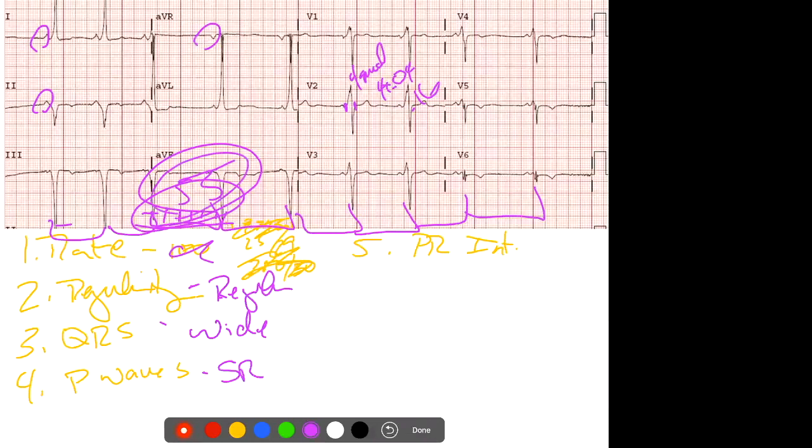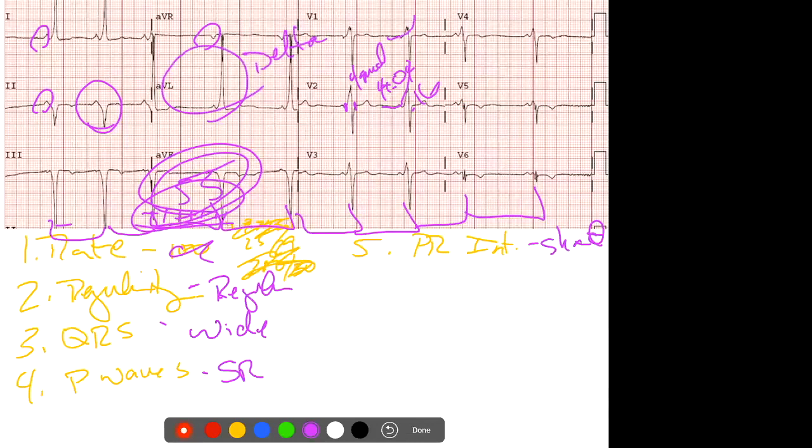What about our PR interval? Look right here. It's short or non-existent. Yeah, so very short. And somebody mentioned it already. There's what looks like kind of a slur going into that QRS complex here and here. This one's a really good example right here, right? And that's a delta wave.